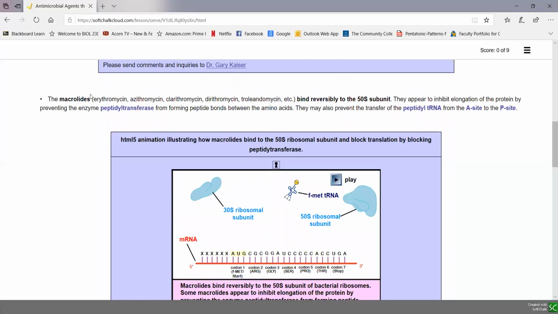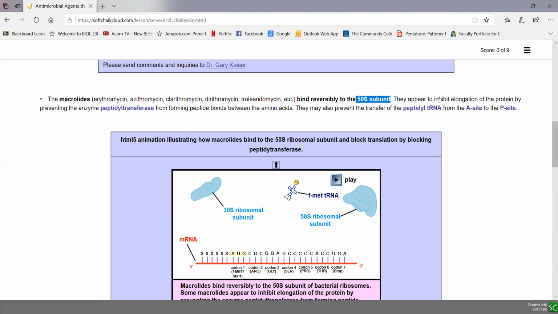Now, the macrolides are another common group of antibiotics, things like erythromycin, azithromycin, clarithromycin, and such. And these bind reversibly to the 50S subunit. And they can inhibit protein synthesis a couple of ways, we think.